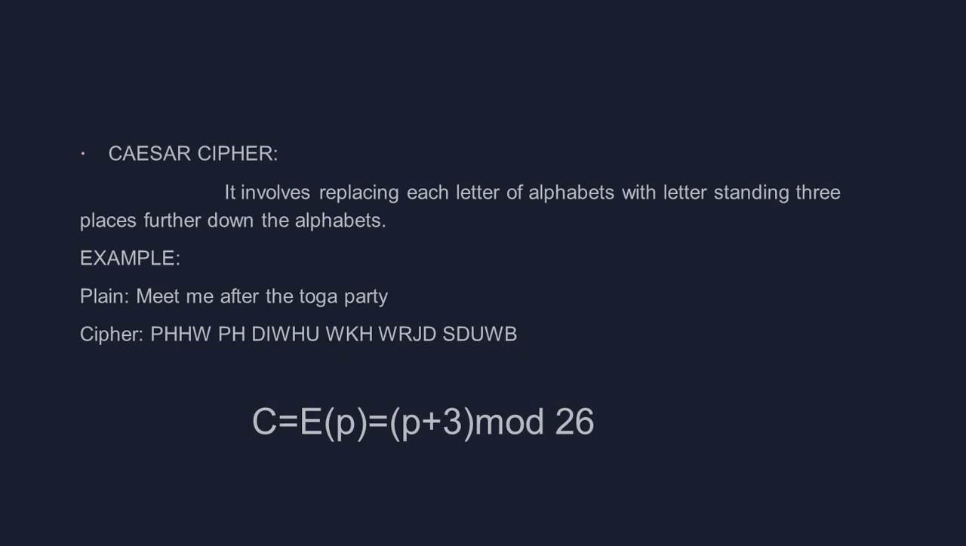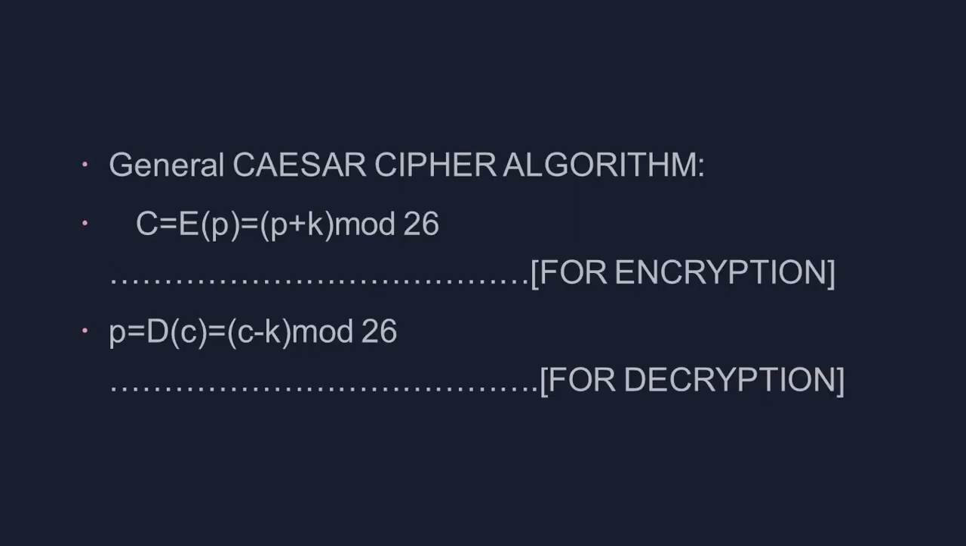So the third party, whoever sees this, won't be able to know the original message, and this is the coding that is being used. So the general cipher algorithm: the one used at the sending end we call encryption, and when you want to decode at the receiver side you use decryption.